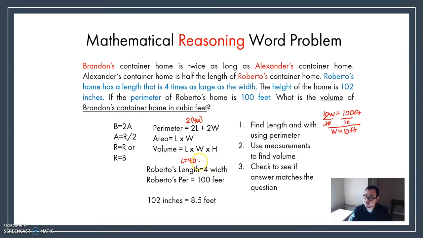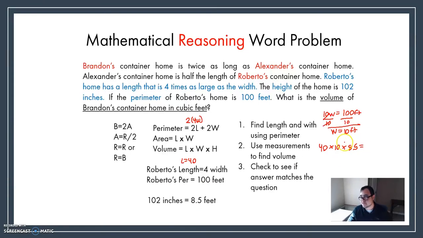After I've done that, I can use it to find the volume. The volume is length times width times height. So we have our length, which is 40, times our width, which is 10, times our height, which we went ahead and turned into feet, which is 8.5 feet.